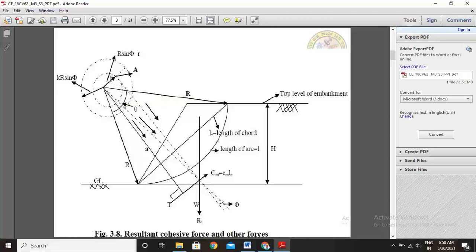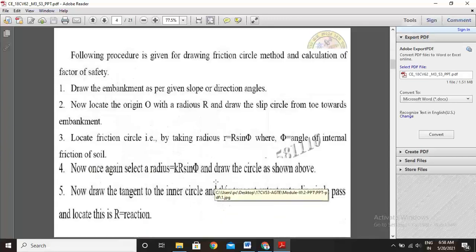Make it parallel to these lines and draw like that. Passing through these points, this is the tangential force. This tangential force is perpendicular to the lever arm, so this is parallel to this radius. And this line we are locating as Cm equal to cm into Lc.